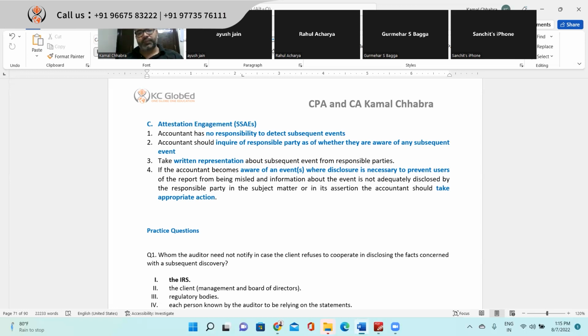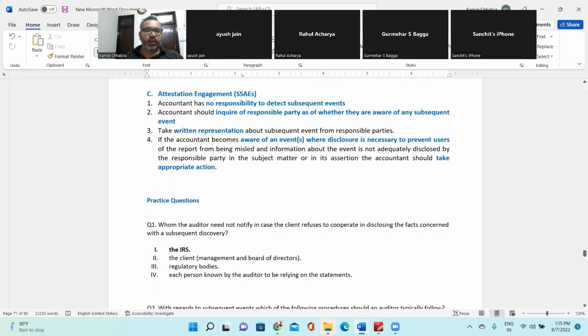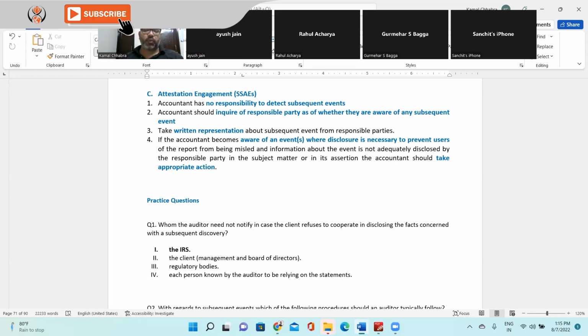The accountant should inquire of the responsible party as to whether they are aware of any subsequent event, but they are not required to perform any additional audit procedure, and should take a written representation about subsequent events from the responsible party. If the accountant becomes aware of any event where disclosure is necessary to prevent the user of the report from being misled, and information about the event is not adequately disclosed by the responsible party in the subject matter or in its assertion, the accountant should take appropriate action.